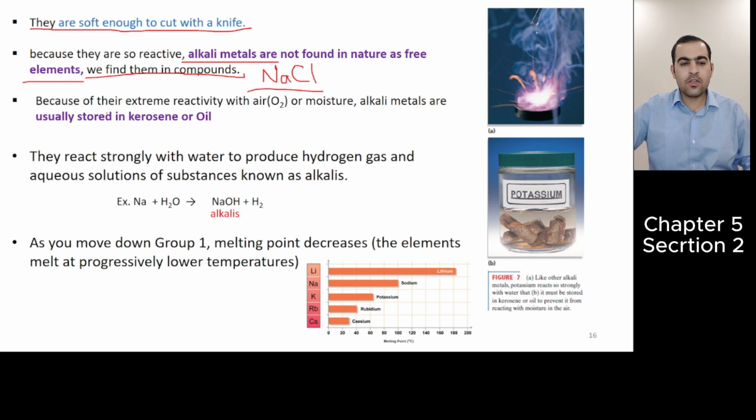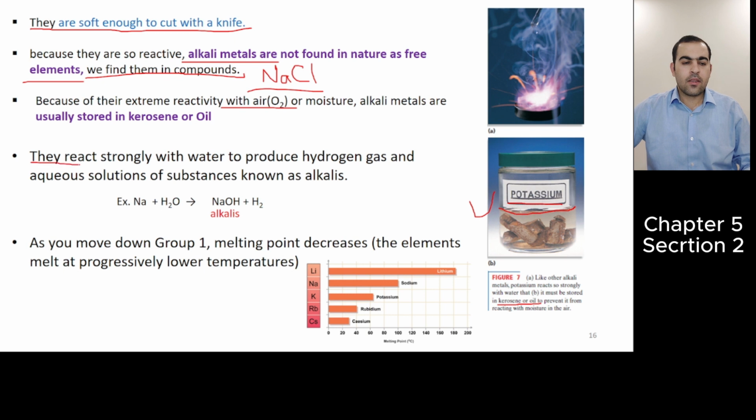Basha, because of their extreme reactivity, they react with oxygen, with moisture, with water vapor, so we store alkali metals in what? In kerosene or oil. Look at this picture. We have potassium, a metal of group 1. Look, it is stored in a special liquid, which is kerosene. It must be stored in kerosene or oil. Potassium here is stored in kerosene.